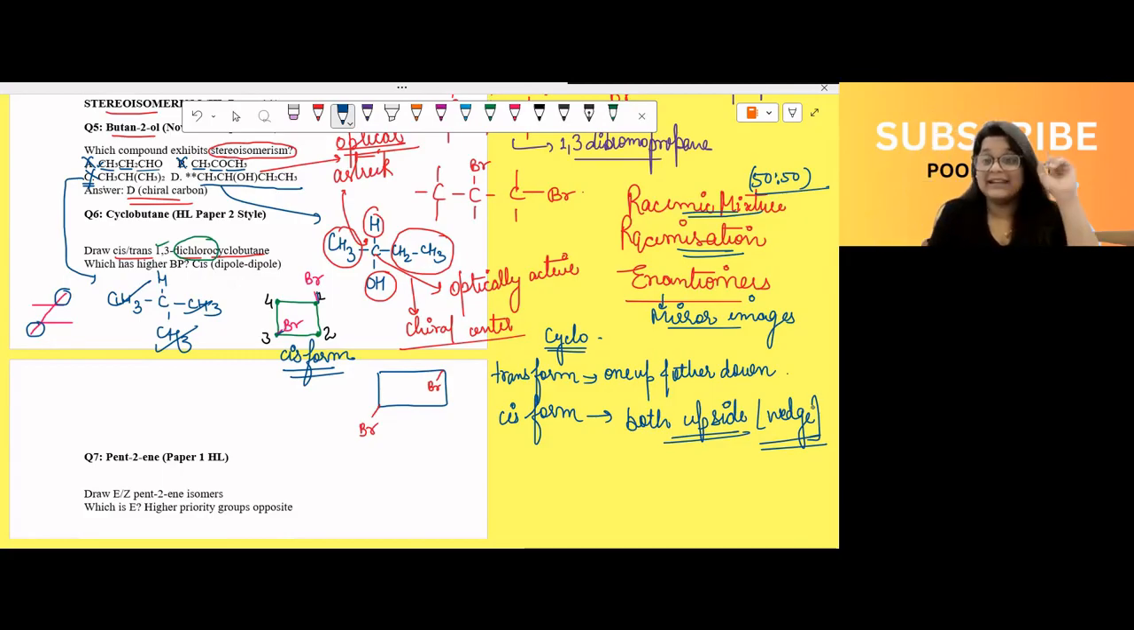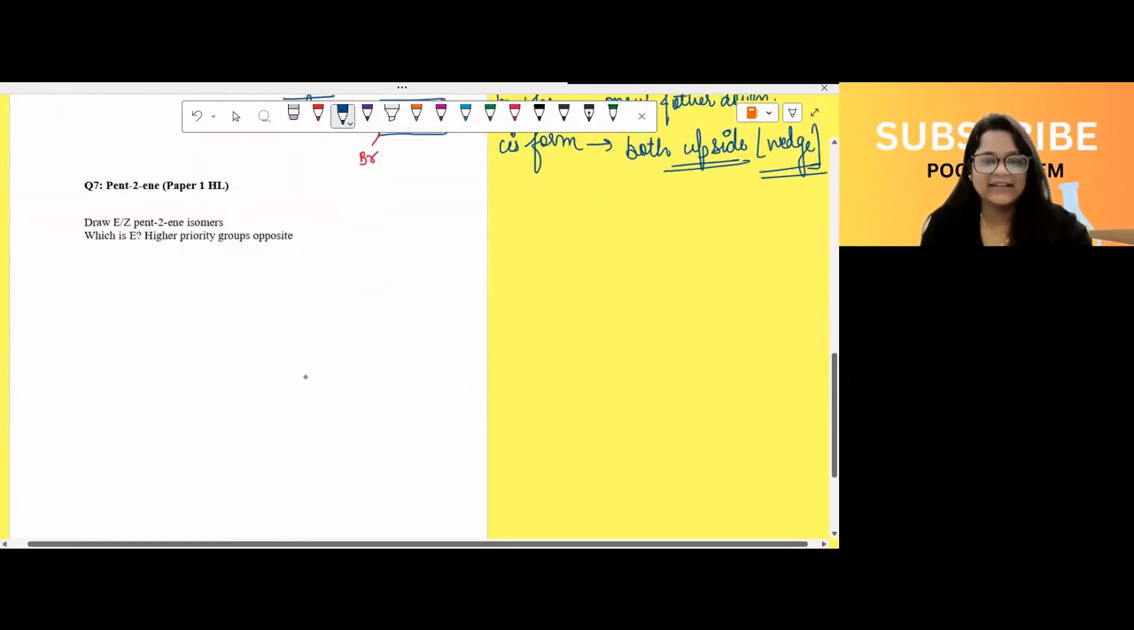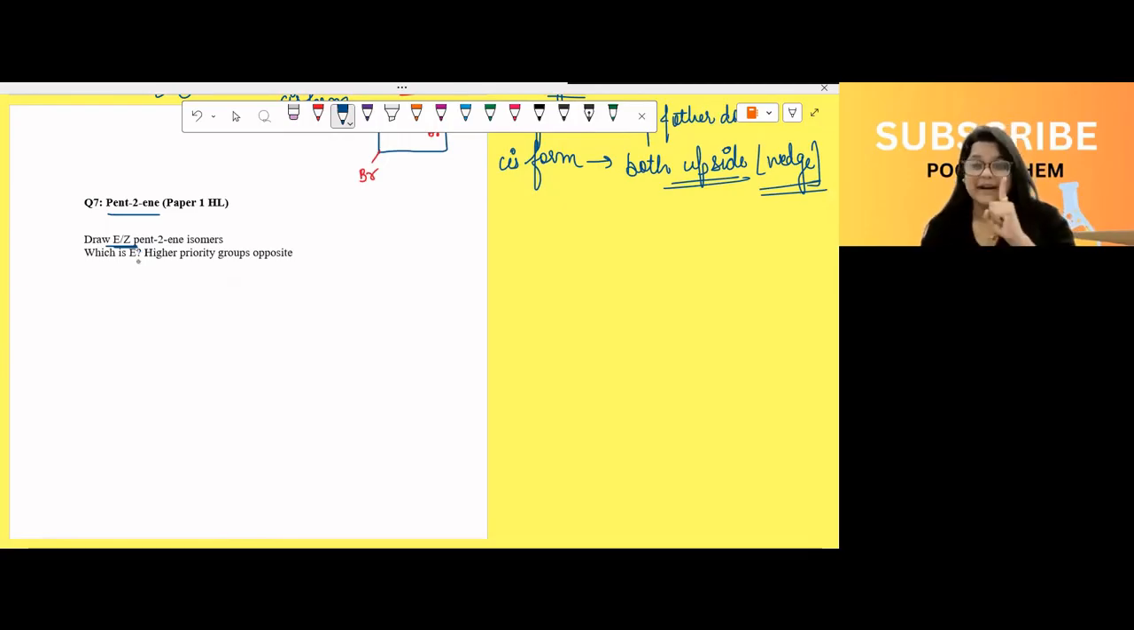Perfect. Moving ahead to the last question, which is pent-2-ene. You have to do the E form. Remember E? Priority section. So let's make pent-2-ene. Pent is 5 carbons, right? This is carbon 5. Second carbon has a double bond, right? Now let's complete the valency. This is CH3, this has only one H, and this is CH2, this is CH3.